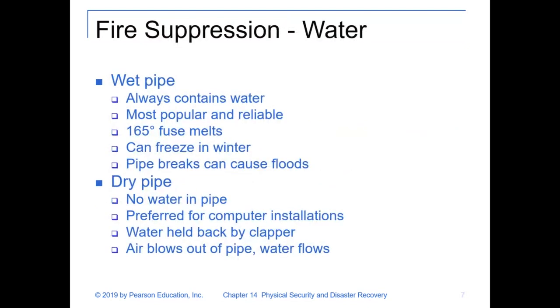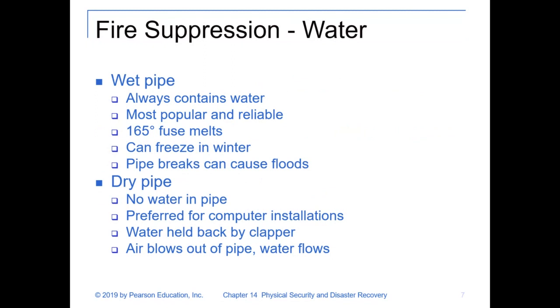Fire suppression systems, these are common in larger office buildings. They are divided into 3 categories. The wet pipe, which always contains the water. It's the most popular and reliable. It does have the drawback that it can freeze in the winter because it does have the water in it. So the pipe breaks can cause floods.